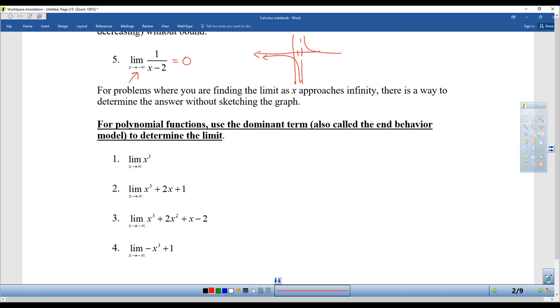Okay, so that's a rational function. Of course, not all functions are rational. So let's look at x going to infinity for other functions. X cubed, number 1.